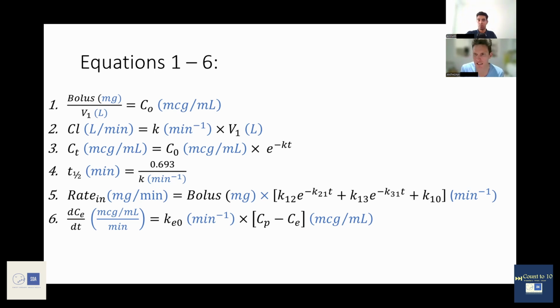People call it KEO, KE0, KE0. It actually doesn't matter what you call it, because a lot of people get confused by this concept. Now, the best way to think about the KE0 is as a rate constant of equilibration between plasma concentration and effect site concentration. So the dCE/dt, in other words, the change in effect site concentration as a function of time, is going to be equal to your KE0, which is your rate constant for equilibration, multiplied by, open brackets, the difference between your plasma and effect site concentrations, close brackets.